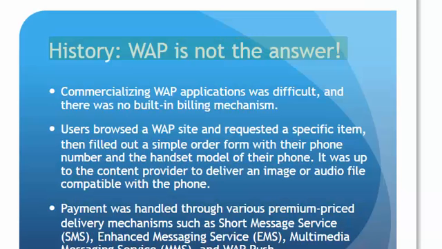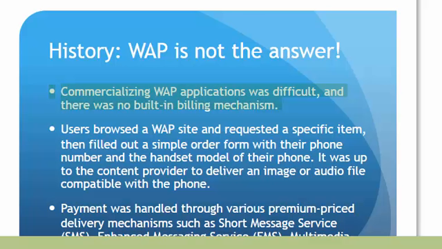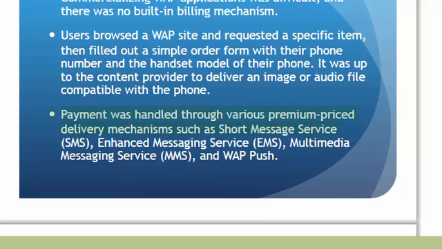Commercial applications were difficult, and there was no built-in billing mechanism. Users browsed a WAP site and requested a specific item, then filled out a simple order form with their phone number and the handset model of their phone. It was up to the content provider to deliver an image or audio file compatible with the phone. Payment was handled through various premium price delivery mechanisms such as short message service (SMS), enhanced messaging service (EMS), multimedia messaging service (MMS), and WAP push.